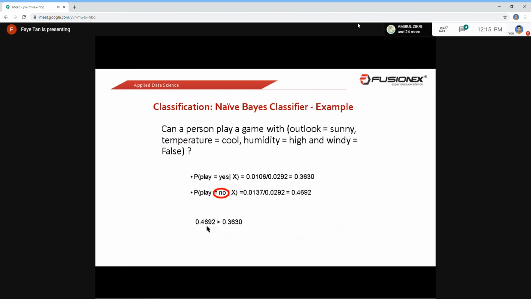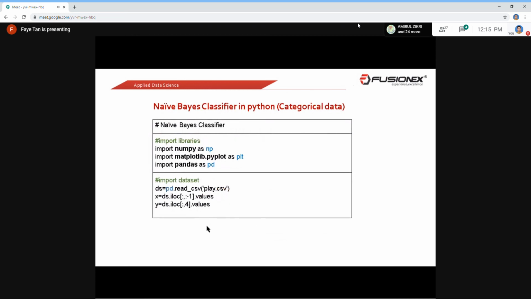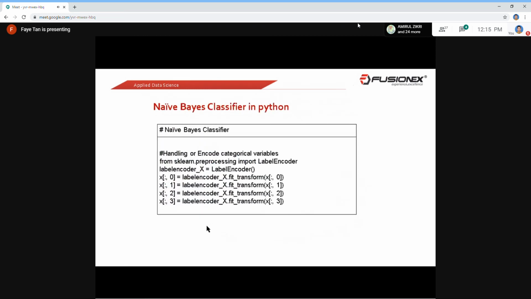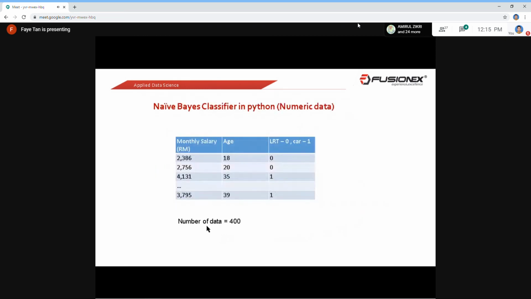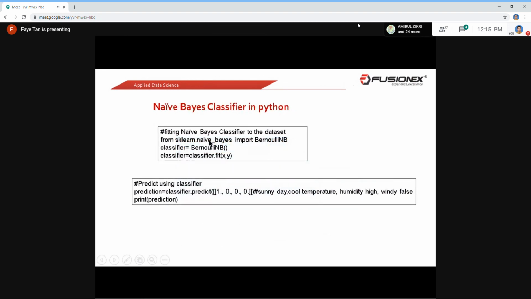Okay, so when you come to building the model, again, you just call the library only. So this round, I call the Bernoulli NB, because all my data is discrete data. Happen or not happen, windy is cool or hot, something like that. So you can fit everything in.